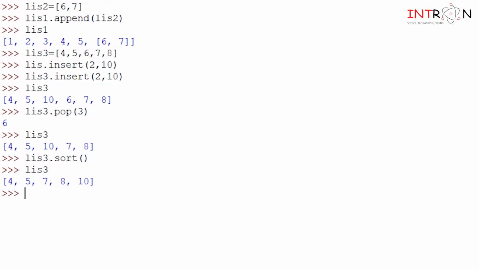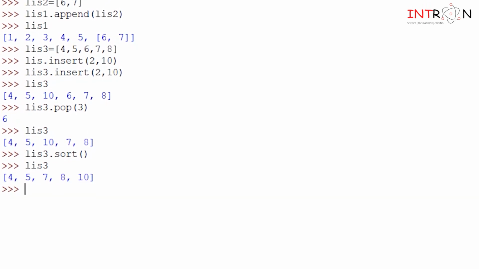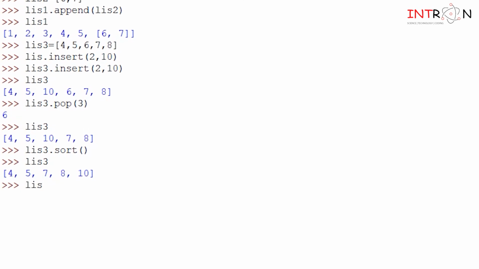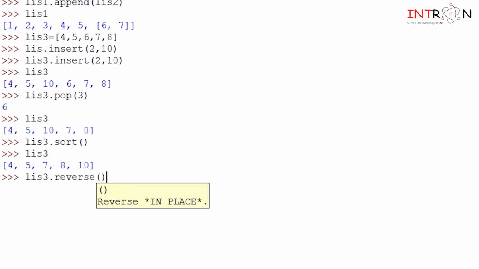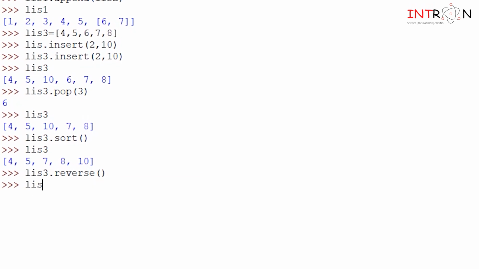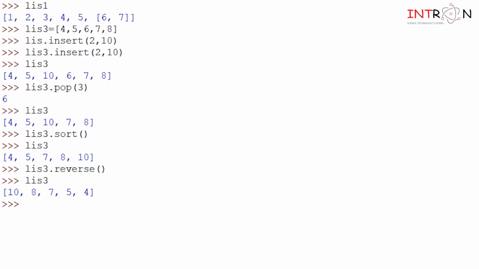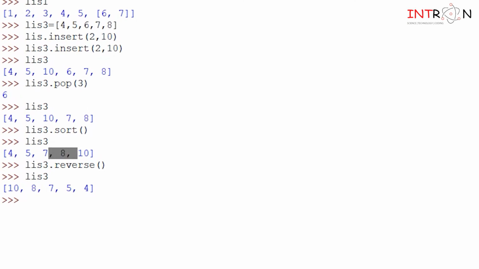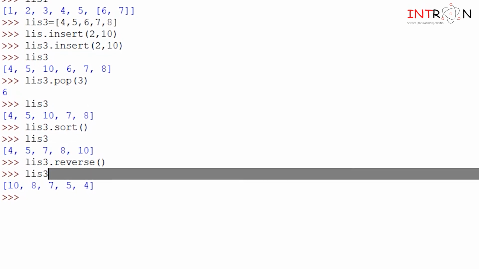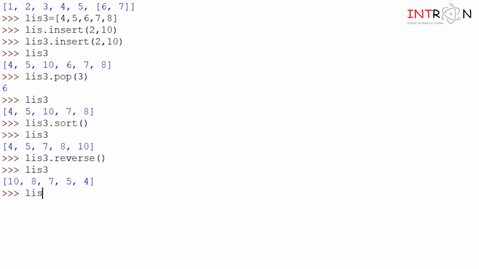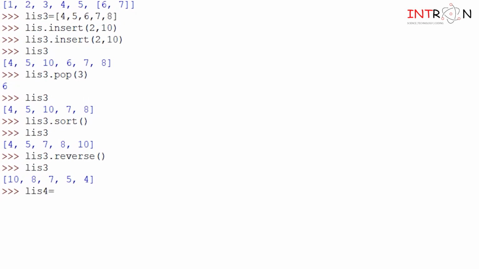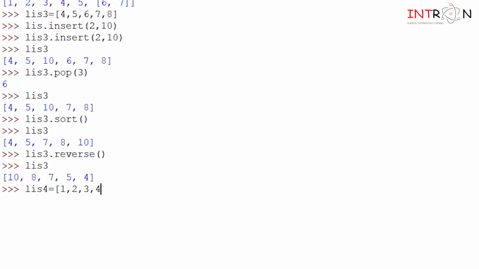What if I want to reverse this complete list? You can directly use the reverse function. List 3 dot reverse. I will reverse my list. So you can see that this list is being printed in reverse here. Now we will create a new list, list 4. I will pass some elements: 1, 2, 3, 4, 5, 6.